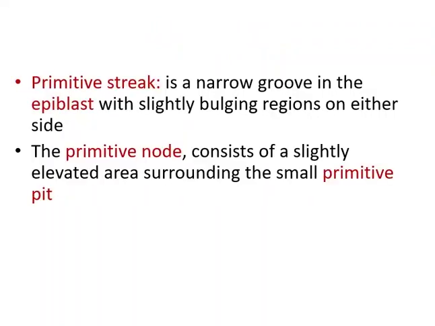The primitive streak is a narrow groove in the epiblast, with a slightly bulging region on either side. The primitive node is a slight elevation in the area surrounding a small primitive pit.